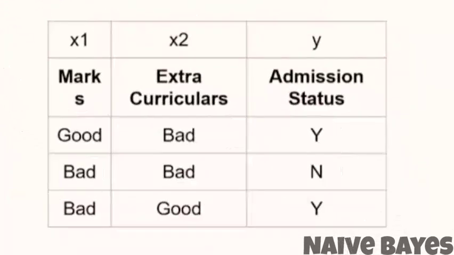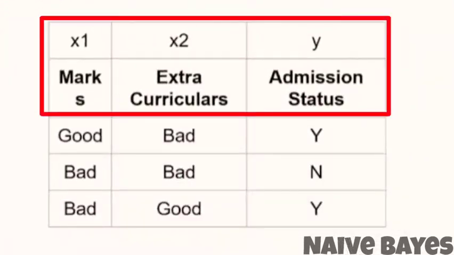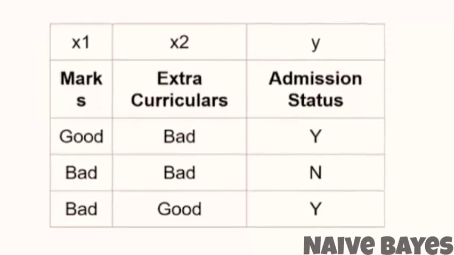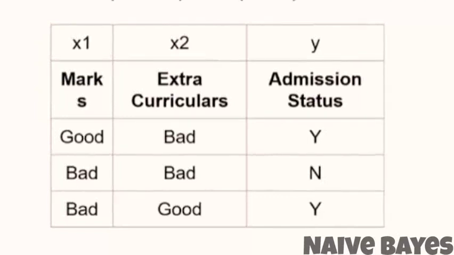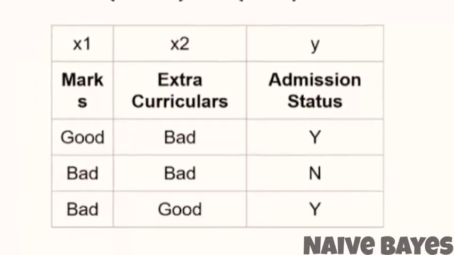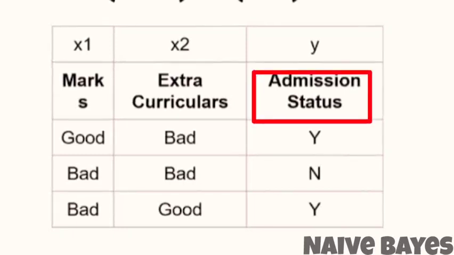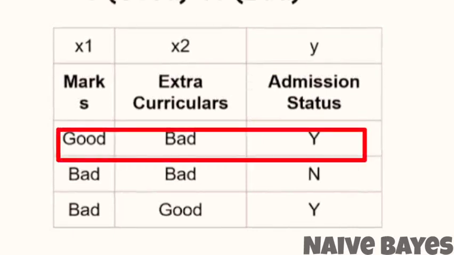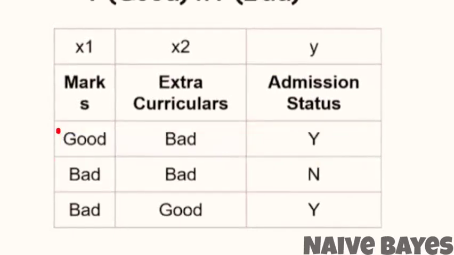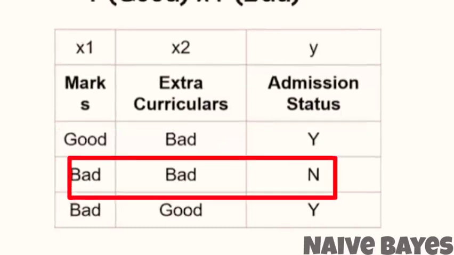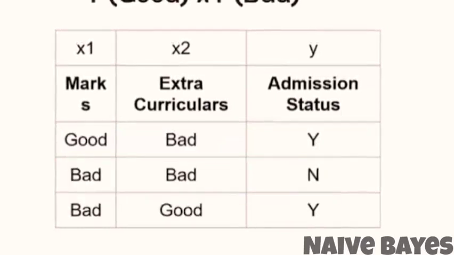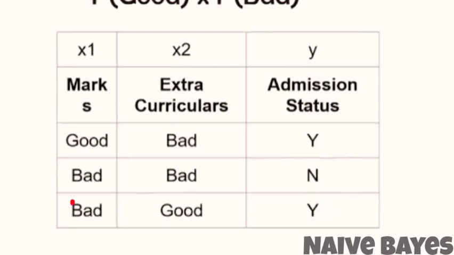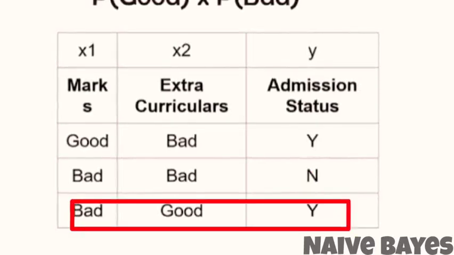We'll see a table over here. x1 we will consider as marks, x2 as extracurricular. Here we are checking the probability of getting admission or not. This is usually the training case. When marks is good and extracurricular is bad, still it's okay, you will get the admission. When marks and extracurricular are both bad, sorry to say, you are not going to get any admission. The admission status over here is N; N means no, Y means yes. And finally, marks is bad but extracurricular is good.